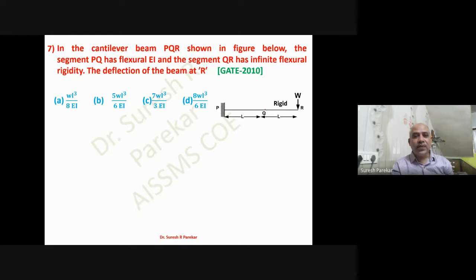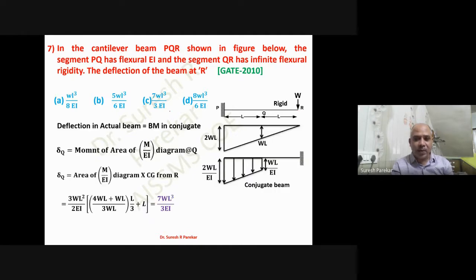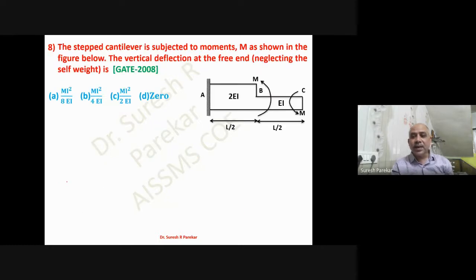Then in this, we are again interested to find out deflection at R. We had the same problem in 2010, and here we have the same diagram, just we have to take moment about R. So this will be moment about R, and this will be moment about R. You can see, and that will give me the value of delta R, which will be 7WL cube upon 3. Option is C.